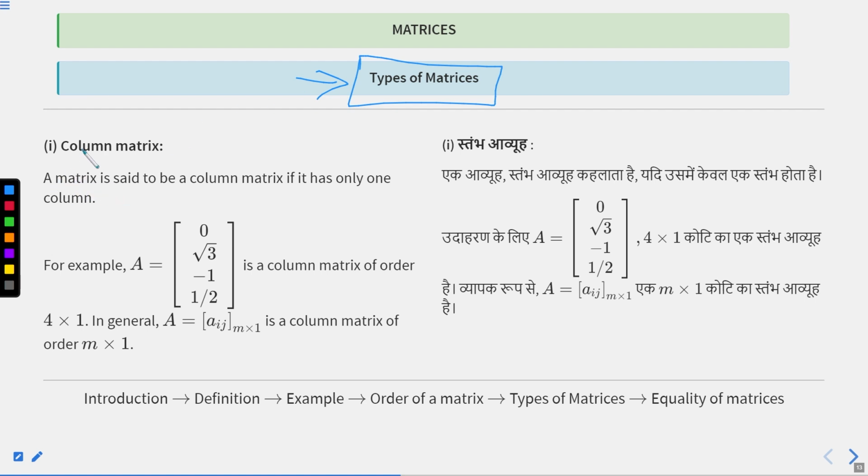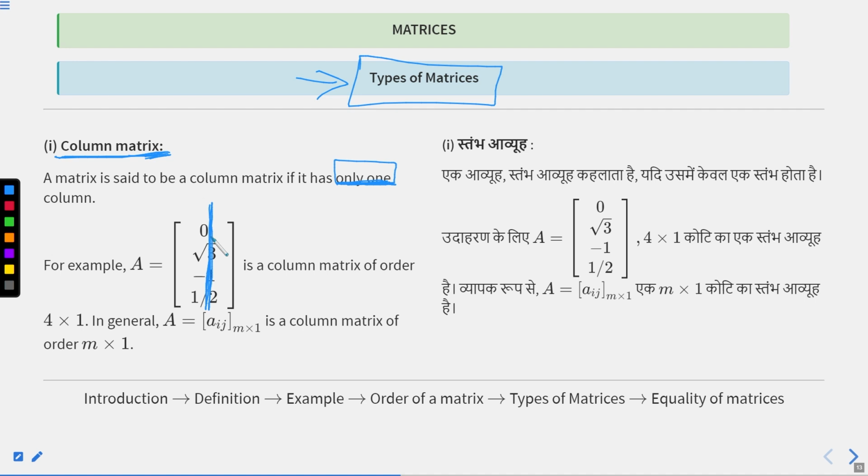A column matrix. What do we mean by column matrix? A column matrix means you have just a single column, only one column. In a matrix, if you have only one column, this means that matrix is a column matrix, as you can see. Yes, in this you have only one vertical line, means one column, means column matrix. I hope the definition is clear. The example is already given to you.